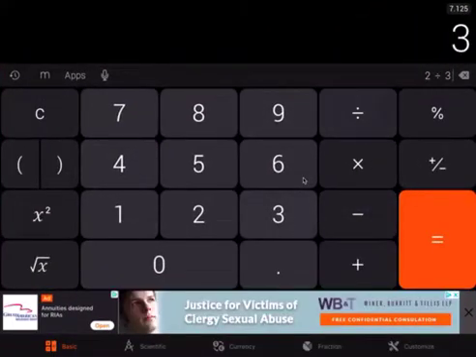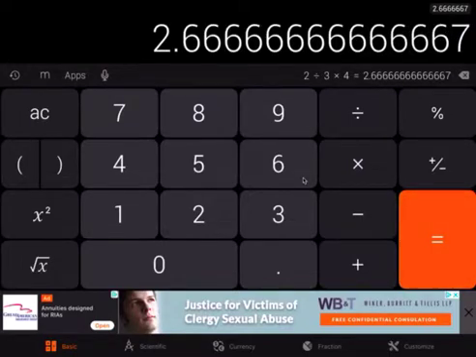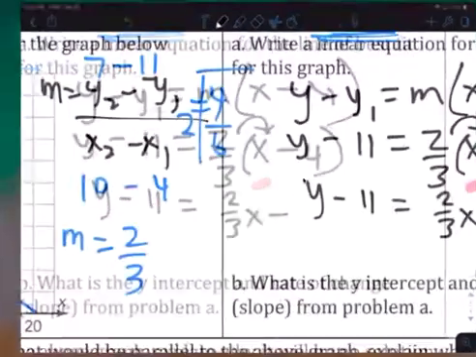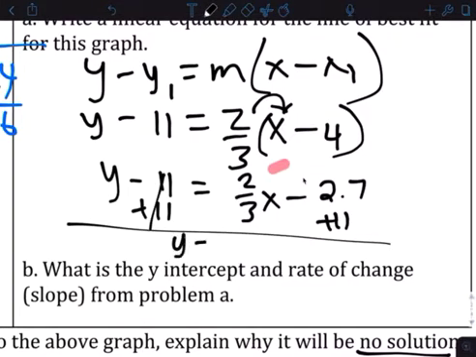2 divided by 3 times 4 is 2.666 repeating, so 2.7. I'm going to use 2.7, rounding it, okay? Y plus 11, I'm going to add 11 to both sides. Add 11 to both sides. Get y equals 2 over 3x plus 9.4, right?